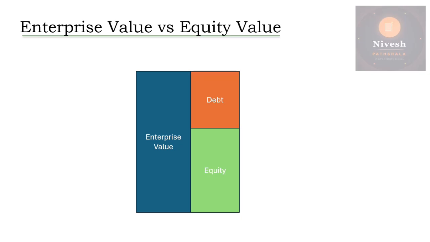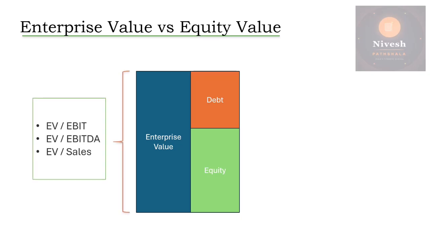Okay, so how to find enterprise value, or how to use the enterprise value to value a business. There are 3 main formulas. First is enterprise value divided by EBIT. Second, enterprise value divided by EBITDA, and third is enterprise value divided by sales. You use these formulas to value a business.